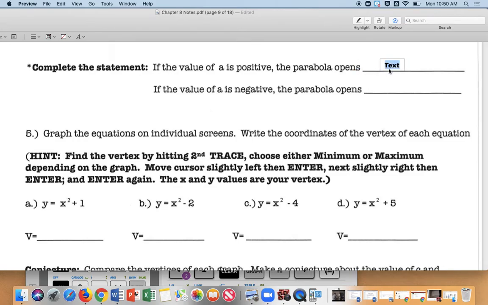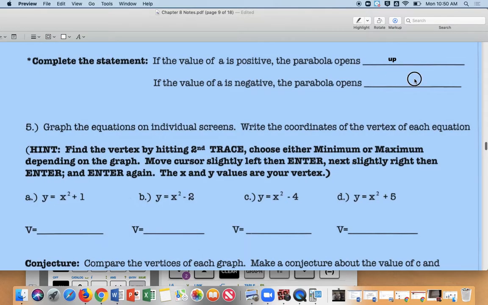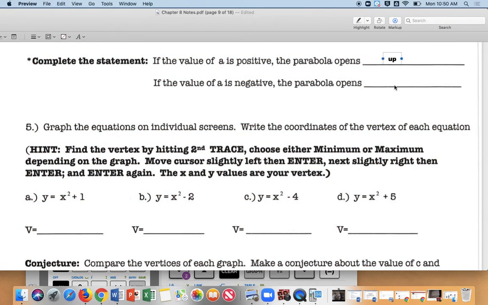Okay, if the A value is positive, the parabola opens up. And if it is negative, as you guessed it, it would open down. Okay, so graph the equations on the screen, and write the coordinates of the vertex.